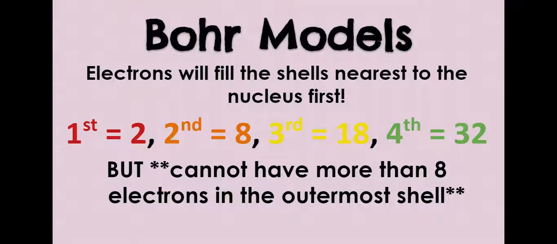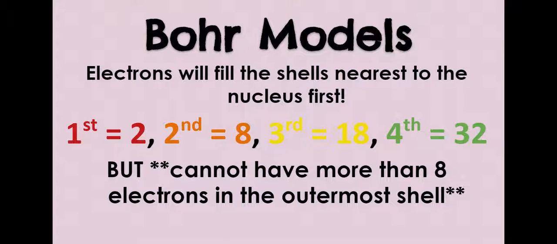Bohr says that electrons will fill the shells nearest to the nucleus first in the following pattern. The first shell can hold 2 electrons. The second shell can hold up to 8 electrons. The third shell can hold up to 18 electrons. The fourth shell can hold up to 32 electrons.